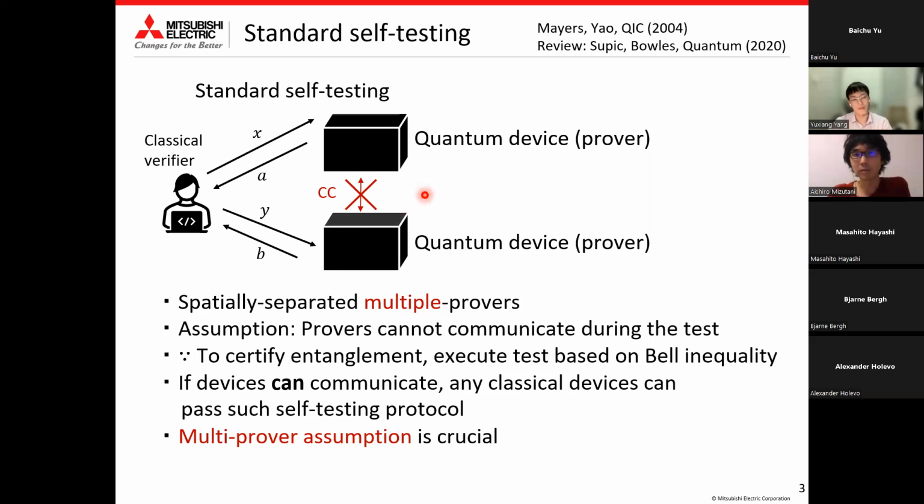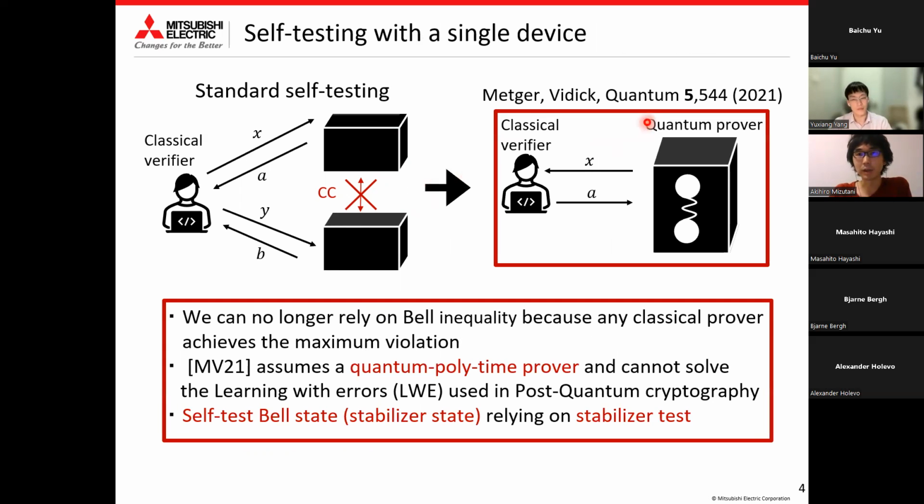Such a problem was solved last year by this paper by Metger, Natarajan, and Zhang. This paper shows that we can self-test a single quantum device. And as I said, in this case we can no longer rely on Bell inequality-based self-testing, because any classical prover achieves its maximum violation. So we have to consider an essentially different situation.